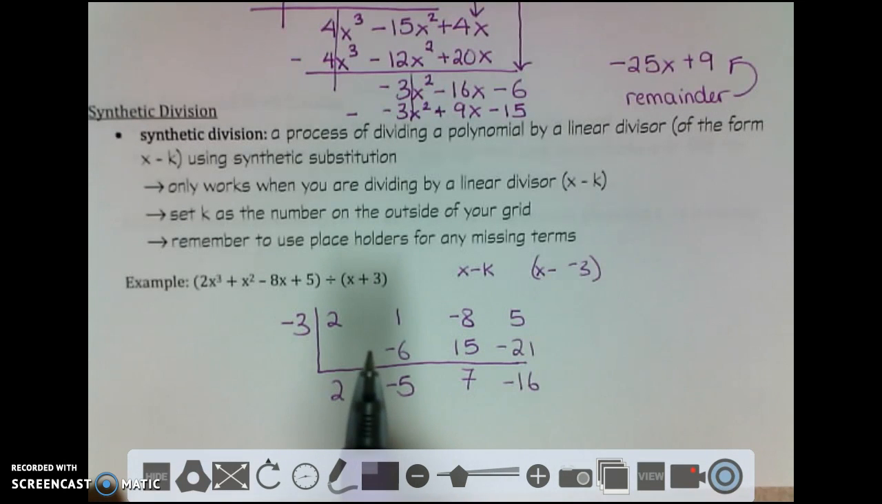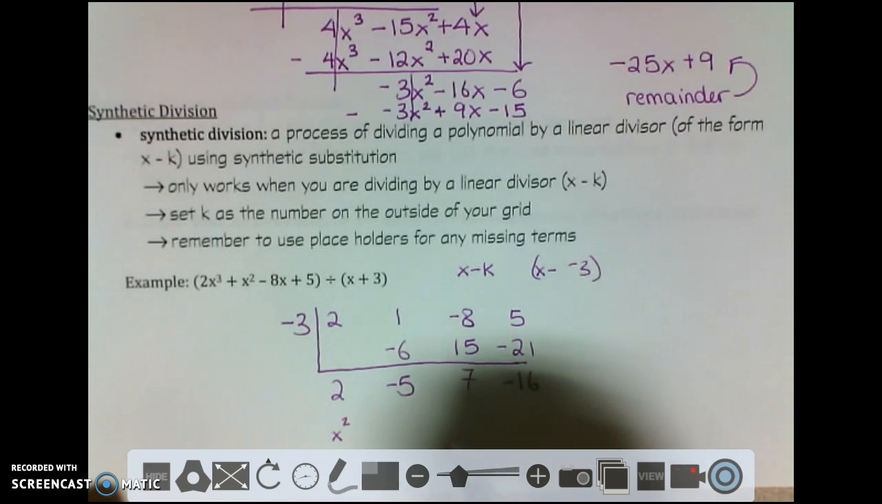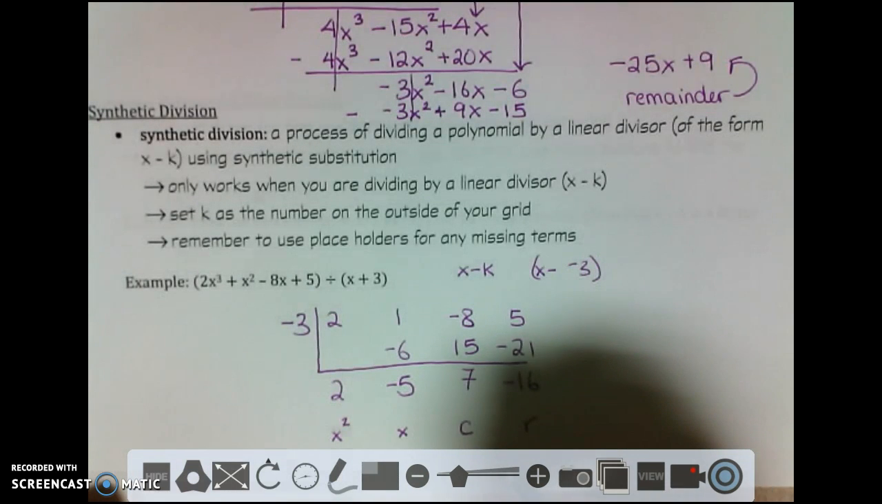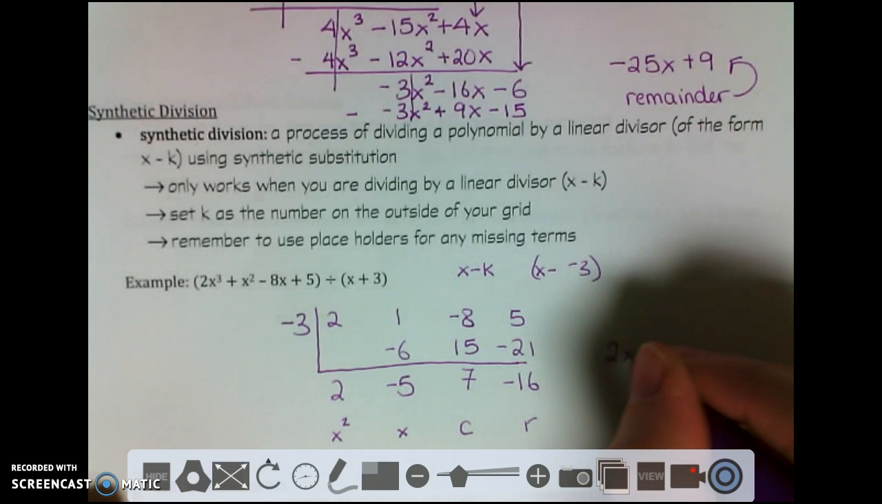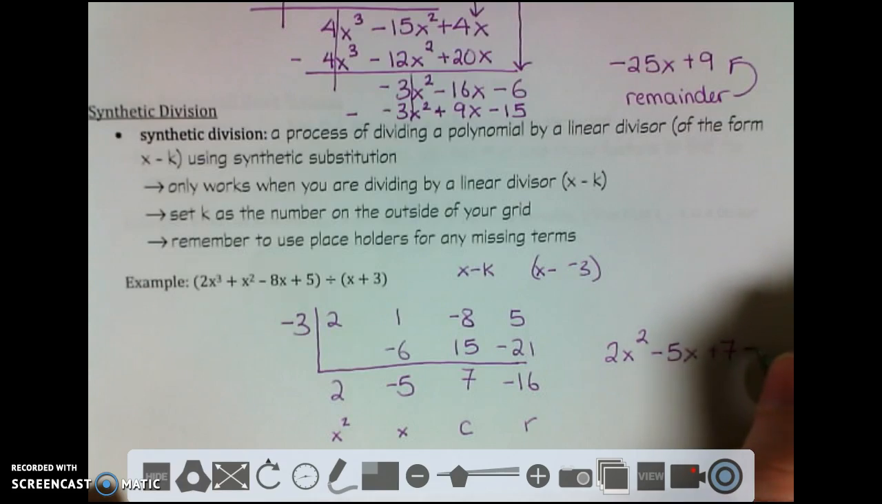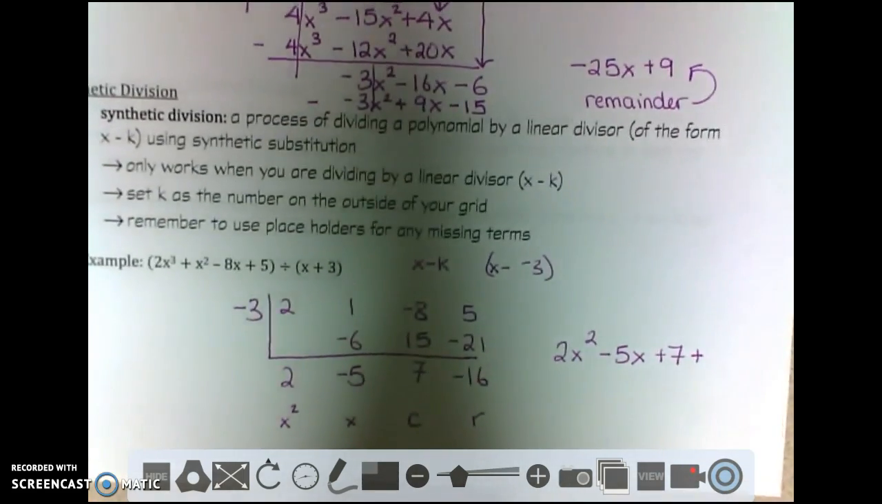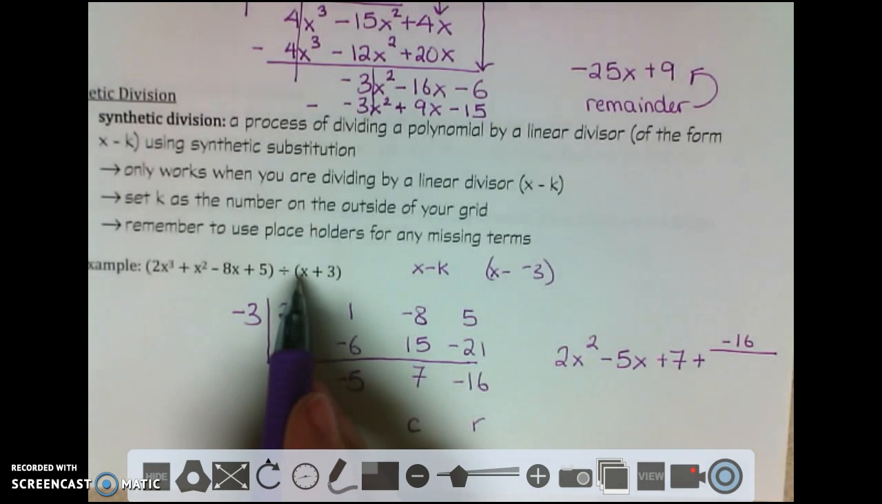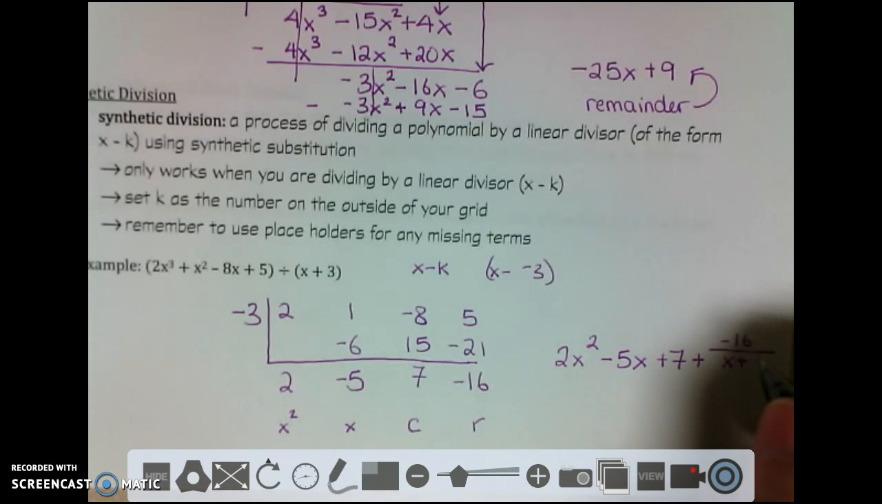Now, what I need to remember is if I started with x cubed here, then this becomes my x squared term. This becomes my x term. This becomes my constant. And this is my remainder. So my answer here will be 2x squared minus 5x plus 7 plus, and the remainder will work the same way. It will be the remainder, negative 16, over the divisor, x plus 3. So I put x plus 3 here. And that is my answer.